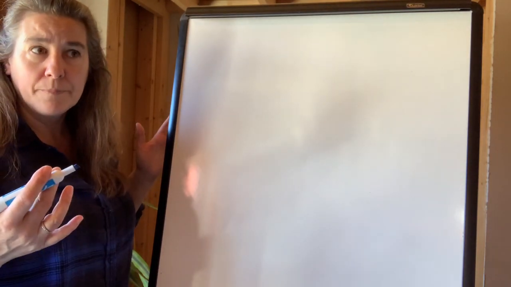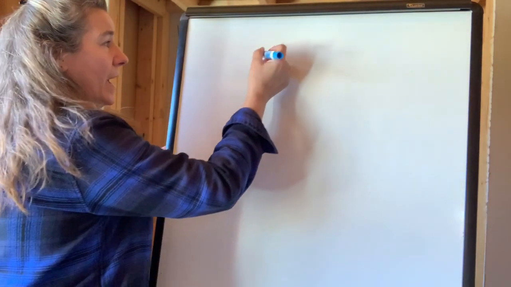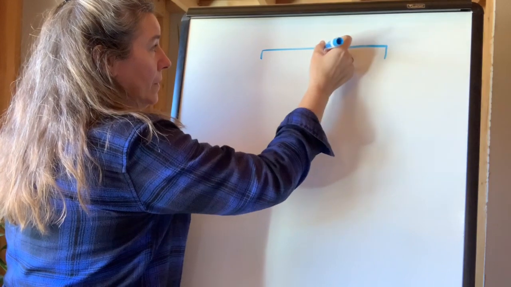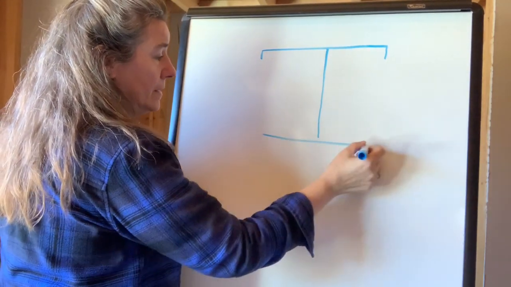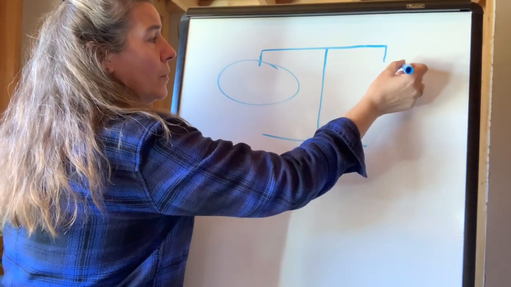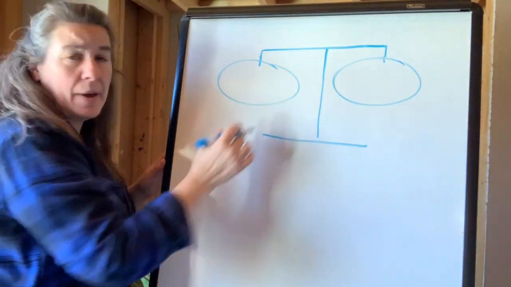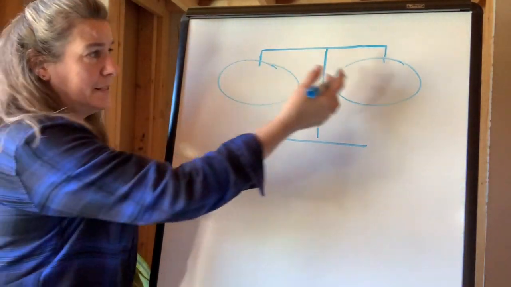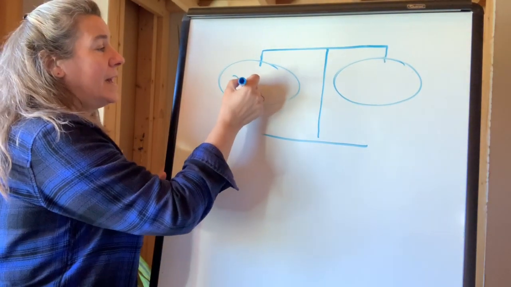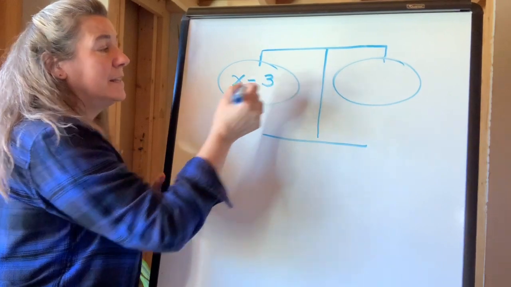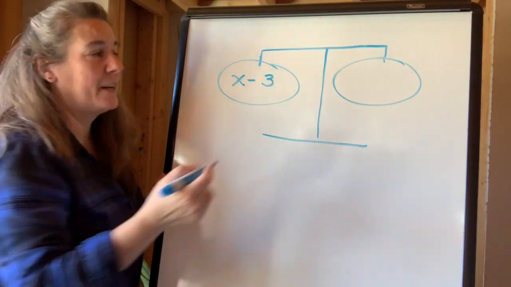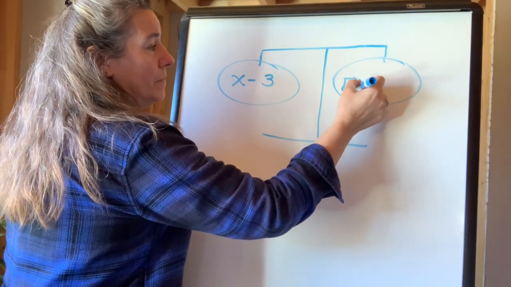So last time I did a video, we had our balance scale. If you remember, it looked something like this. On this side, we had an X amount plus some more blocks, and on this side we had some others. Today we're going to do something similar. On this side we're going to have X minus 3 in our container, and on the other side we're going to have 7 blocks.